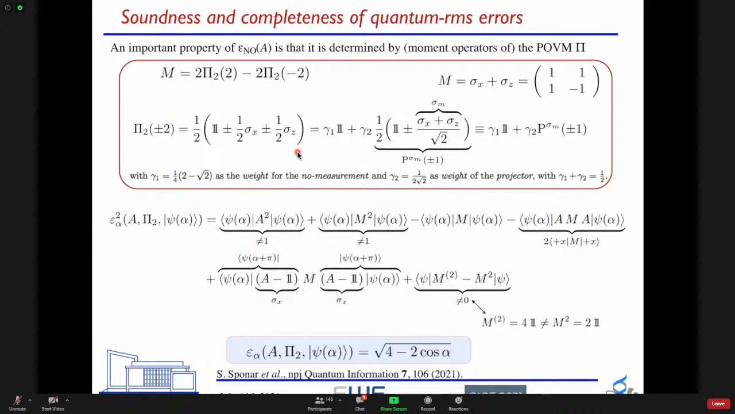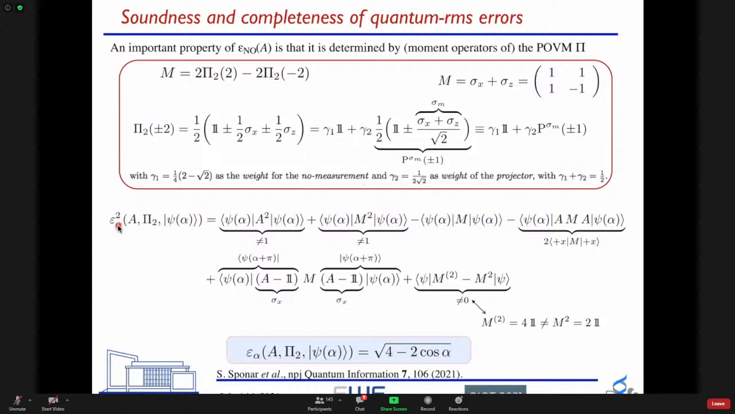So now we do a different decomposition of M. It's in terms of a POVM with eigenvalues plus minus 2. As you see here, it's simply identity plus minus 1/2 sigma x plus minus 1/2 sigma y. If you add this up, you also get M. But now this decomposition is in terms of POVM, because this object now is no longer a projector. You can write it in a simple way. You can say it is something like a combination of a projective measurement together with a no measurement, or you could call it a noisy measurement.